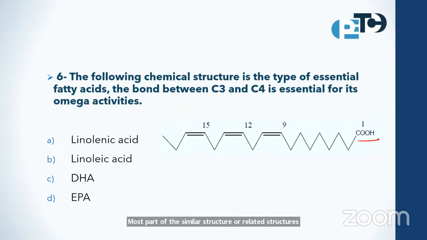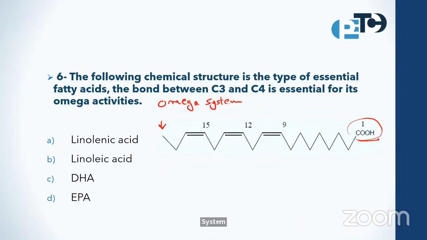Fatty acids can take a numbering from the carboxylic group, which gives the IUPAC name of the acid, or from the other side, which gives the omega system. The omega system means the first double bond is located at which carbon? Carbon number 3, number 6, number 9.